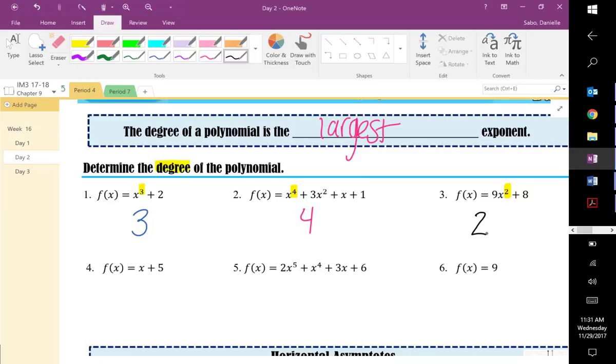Okay, you guys did good. Listen, there is only one. Count your x's. I only have one x here. The largest one is 5, and that's how many I have: 5 x's there. Here I have none. I have 0 x's, so 0 is my degree. A lot of people get stumped on 6, but if there are no x's, there is no degree.